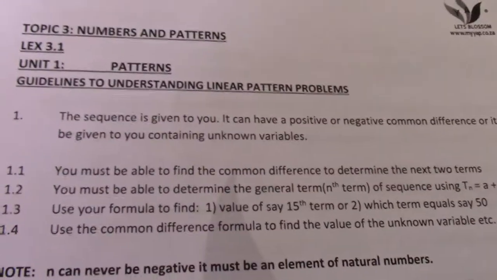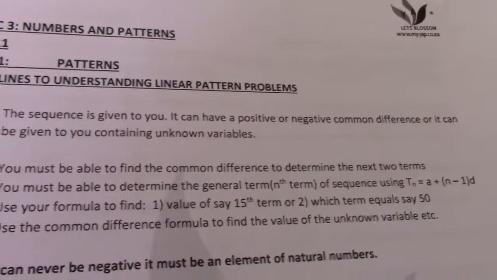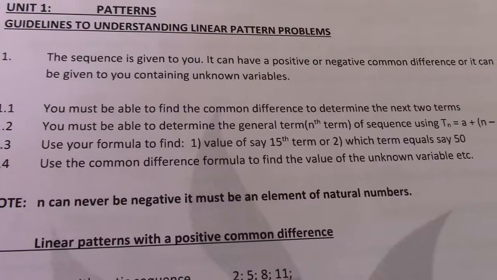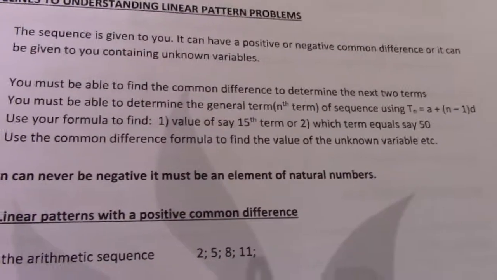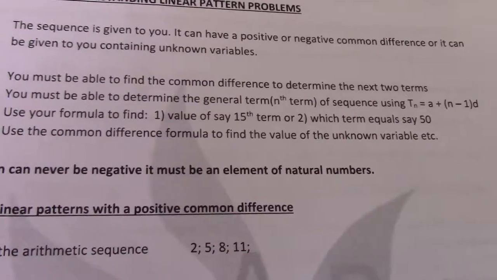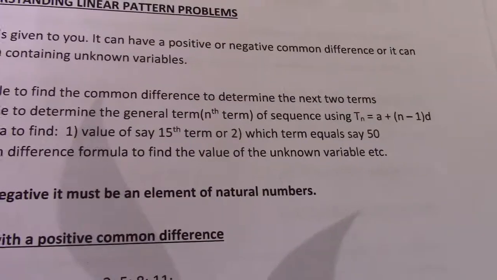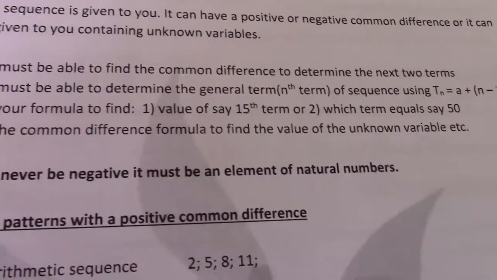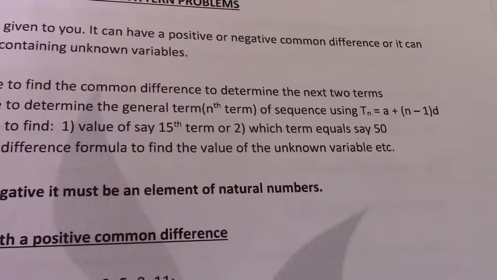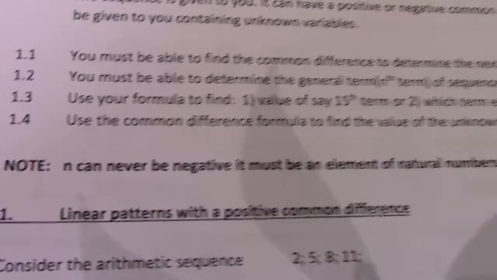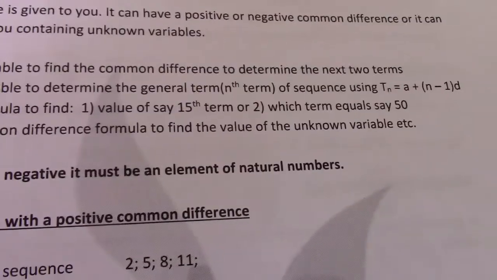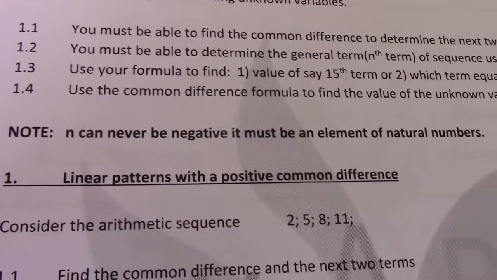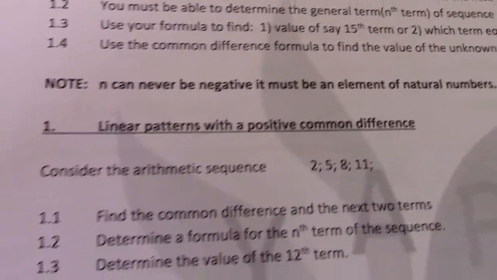Now there are some guidelines to understanding linear pattern problems. You can pause and read through them. You must be able to find the common difference, determine the next two terms, and determine a general term using Tn equals a plus (n minus 1)d. Use your formula to find either the value of, say, the 15th term, or which term equals 50. Use the common difference formula to find the value of an unknown variable. Note, n can never be negative. It must be an element of the natural numbers.